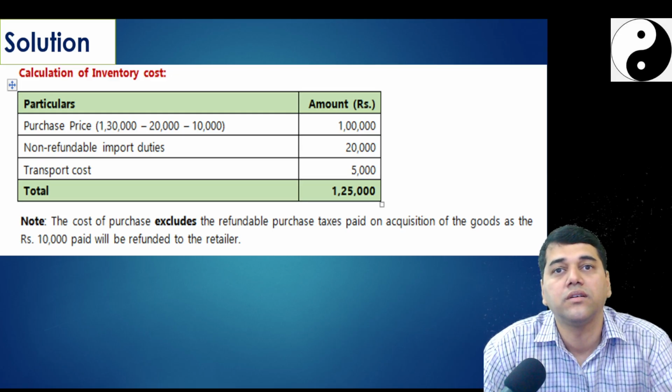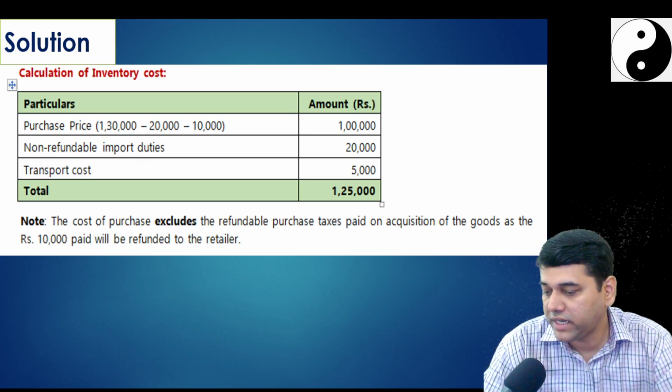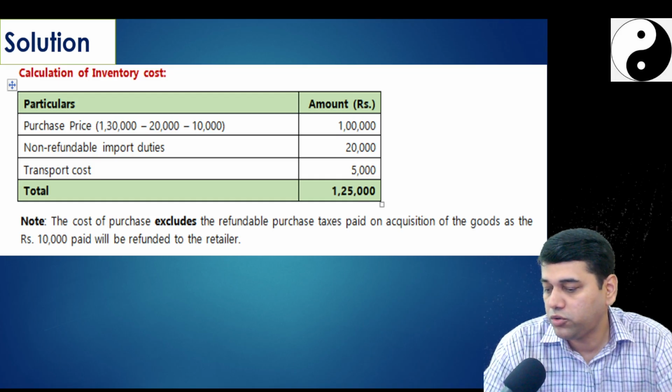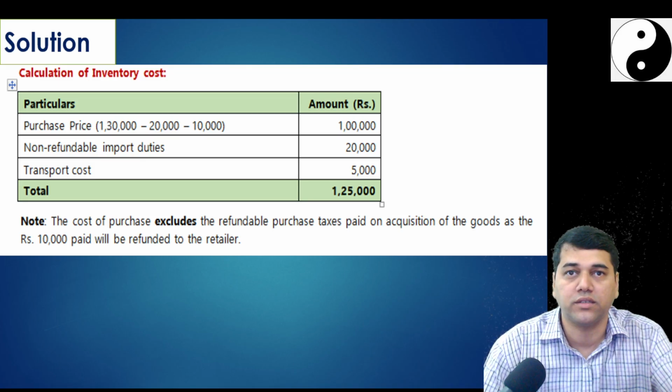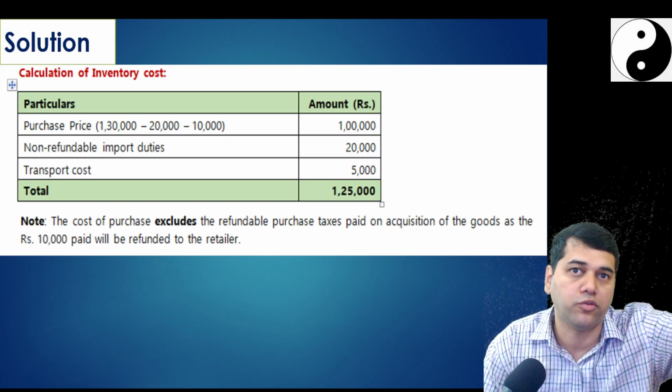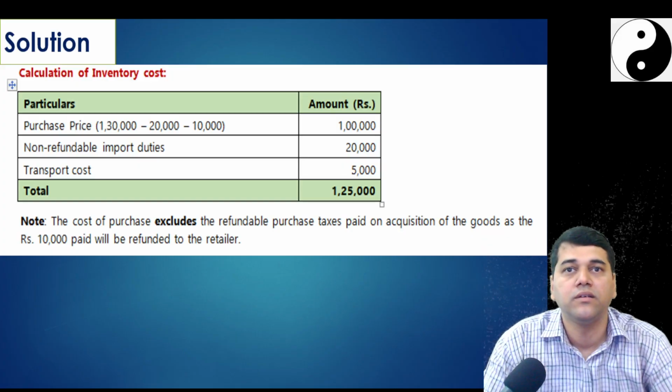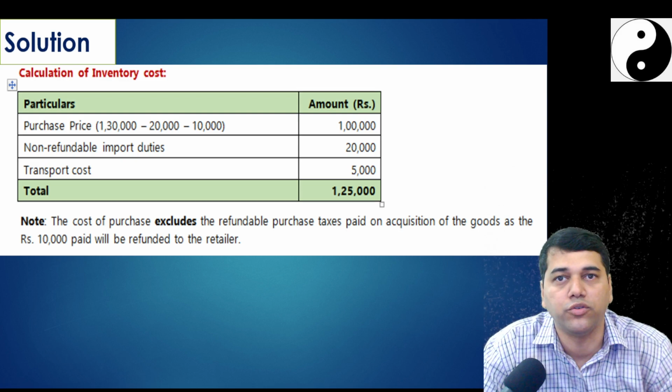Which one? This transport cost is to get the material, no? The retail company incurred 5,000 to transport the goods to its retail outlet. From the import, from the warehouse, you got it here, and from here you incurred 2,000 and delivered. So that is not applicable to you.